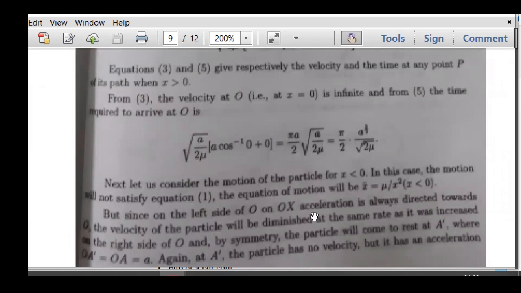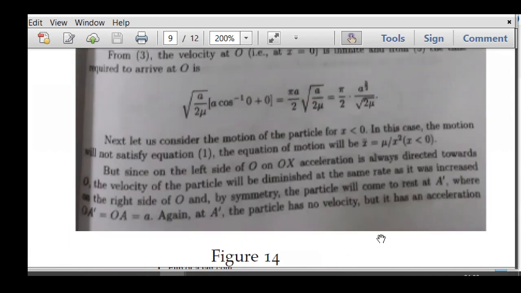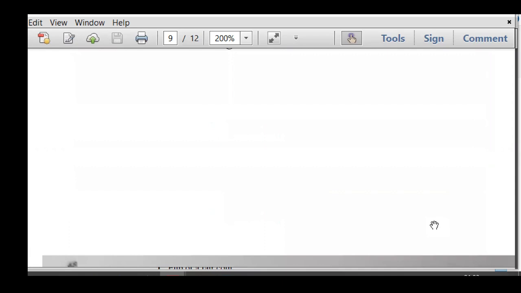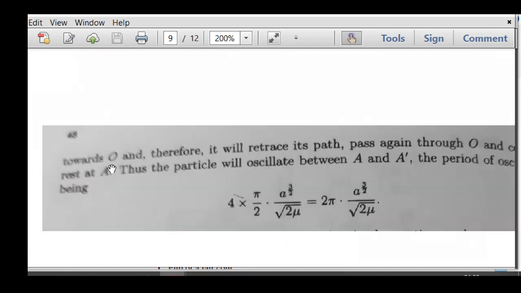But since on the left side of O on OX the acceleration is directed towards O, the velocity will diminish at the same rate as it was increased on the right side of O. By symmetry, the particle will come to rest at A dash. Again at A dash the particle has no velocity but it has an acceleration, and ultimately it will try to move towards O and retrace this path. So the same thing will go on happening.